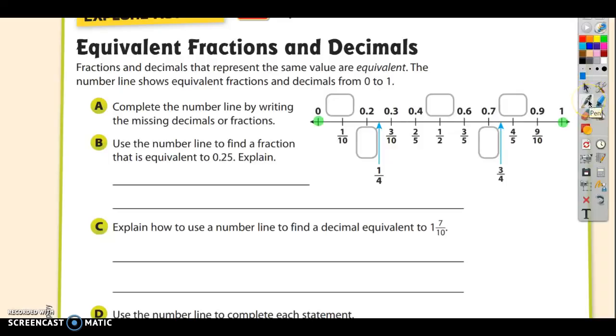Question A reads, complete the number line by writing the missing decimals or fractions. If we go along the top, it's really pretty simple. You should notice right off the bat that you go from 0 to 0.2. Well, obviously what's missing there is 0.1. And the cool thing about this is that this point right here is called 1/10. And it's called 1/10 whether it's written as a fraction, 1 over 10, or whether it's called 0.1, a 1 written in the tenths place.